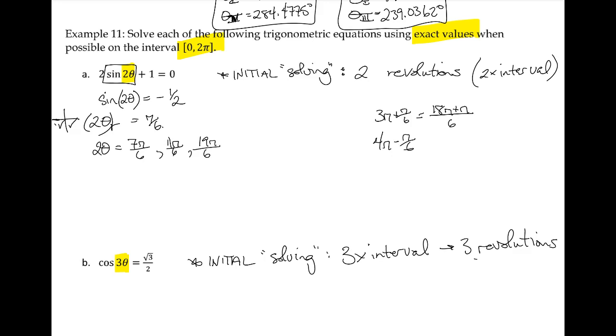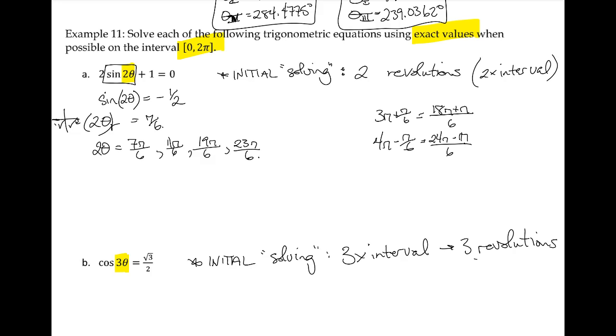4 pi minus pi over 6. This would get me 2 full revolutions around, but again, that's talking from here, and I measure backwards to end up in the fourth quadrant. So 4 pi minus this would be the same as 24 pi minus 1 pi over 6. So that would be 23 pi over 6. Okay, and that's great. This looks wonderful.